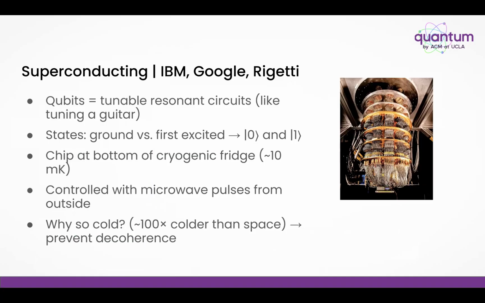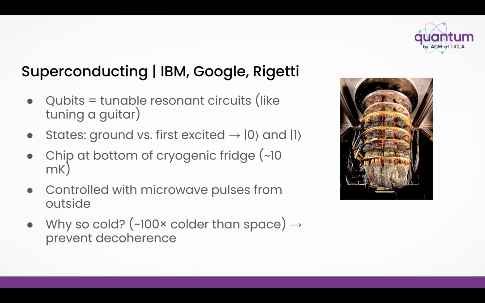So I'm just going to talk a bit more about superconducting. In superconducting quantum computers, like the ones from IBM, Google, and Rigetti, qubits are like tunable circuits. You can think about it like tuning a guitar string to the right frequency. In this setup, there is the ground state and the excited state that represent the qubit states of 0 and 1. You can think about this like a ball: when it's on the ground, it has some potential energy, and when you raise it above the ground, it increases its potential energy, just like a simple physics example.